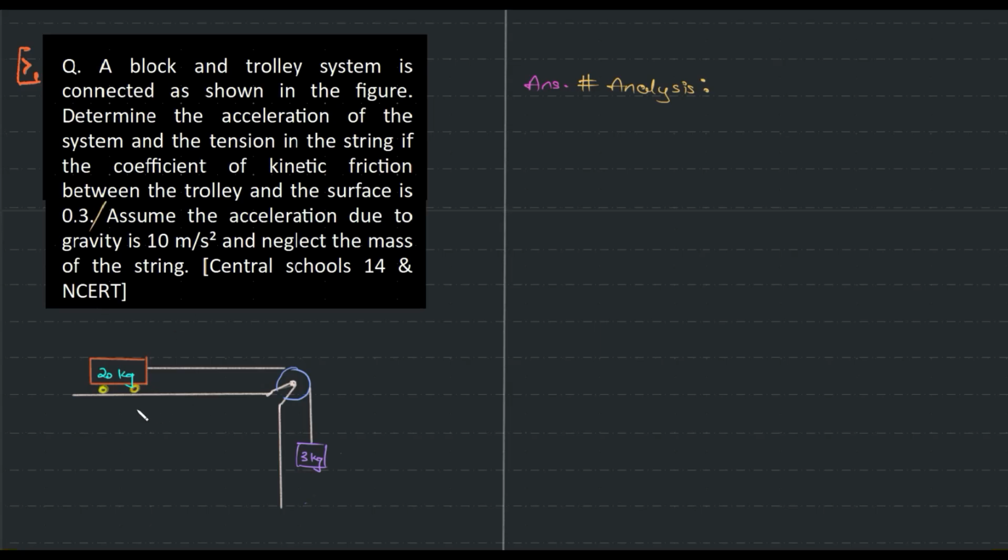So this is mu k is 0.3. Assuming the acceleration due to gravity, that also has to be taken into account. Mu k is equal to 0.3.